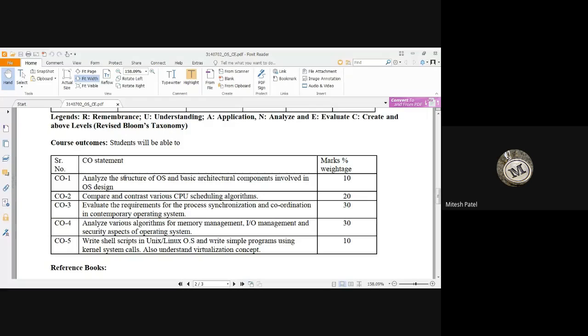And CO 5, write a shell script in an OS. Shell script means your small program like in C.